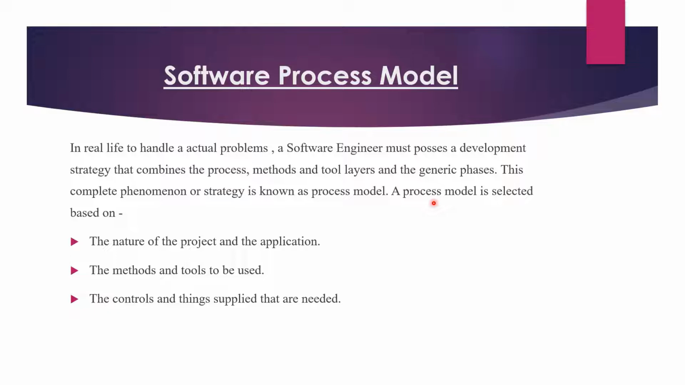This means that a process model is selected on the basis of three key points: the nature of the project and the applications, the methods and the tools to be used, and the controls and the supplied data needed.